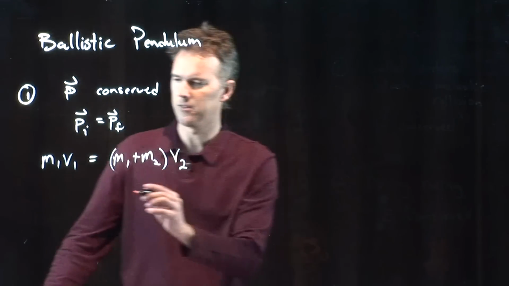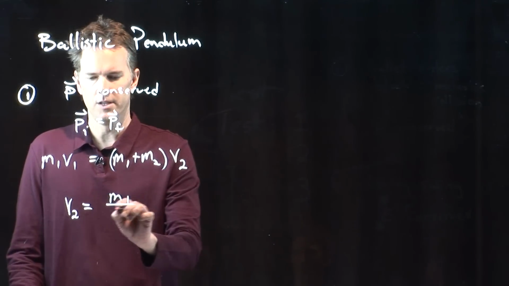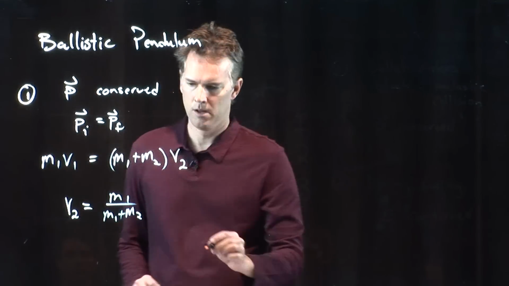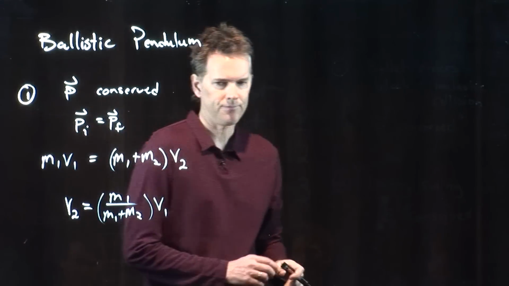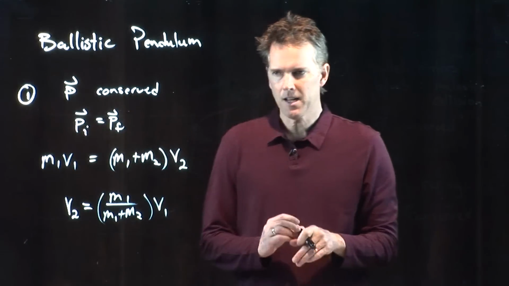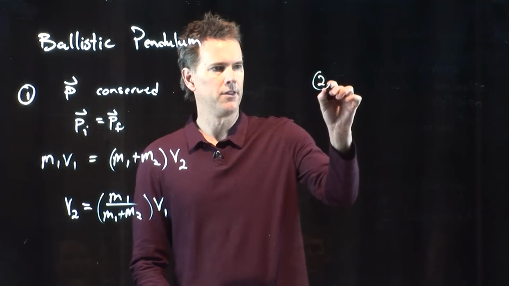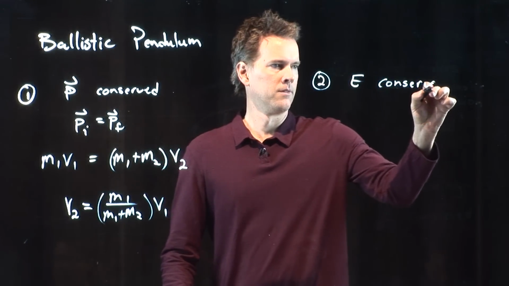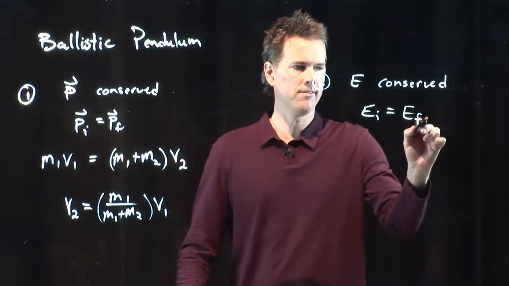All right, let's solve this equation for V2 because we're going to need that later on. V2 is M1 over M1 plus M2, all of that times V1. And now the second part is when it swings up to a height h. And for that, we are going to conserve energy. EI is going to equal EF.